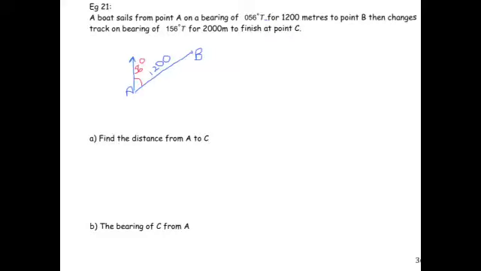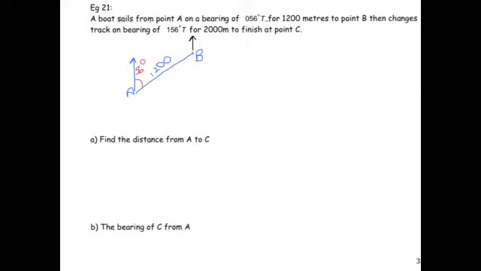Drawing our north line from B, and draw in our new line to C, which will be 156 degrees for 2000 metres. So 2000 metres and 156 degrees. That then finishes at point C, and draw a line back to A.